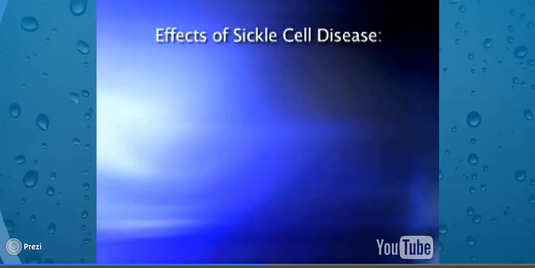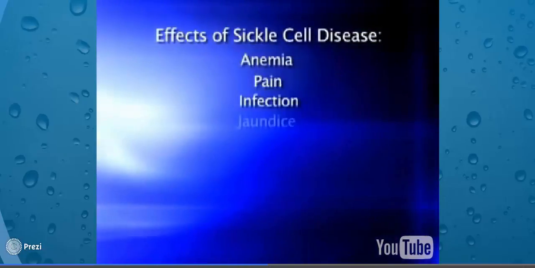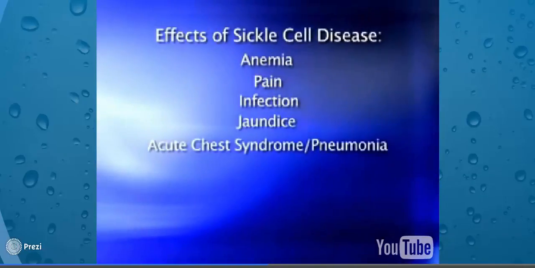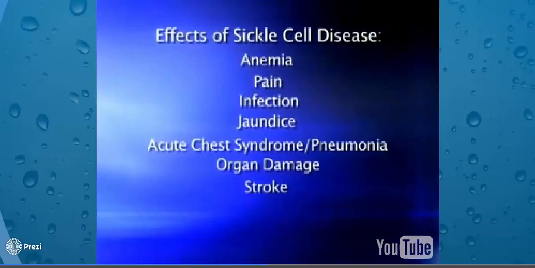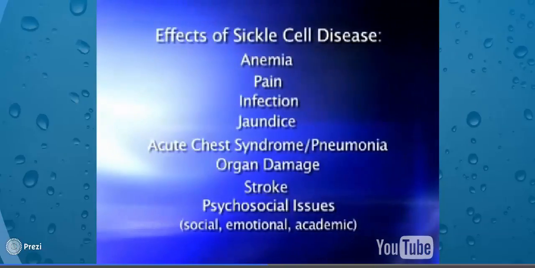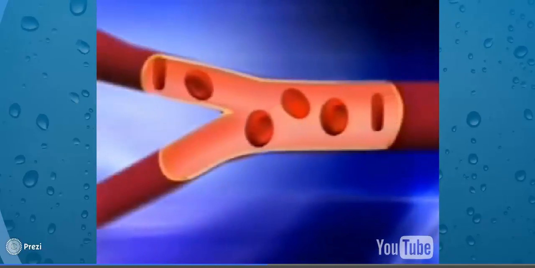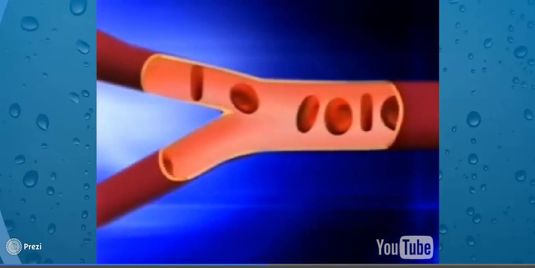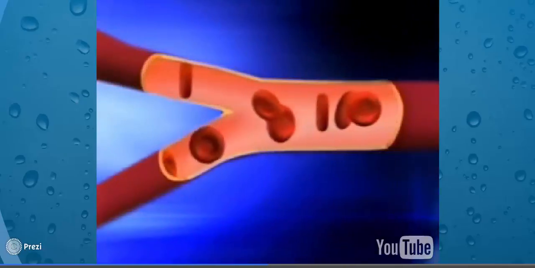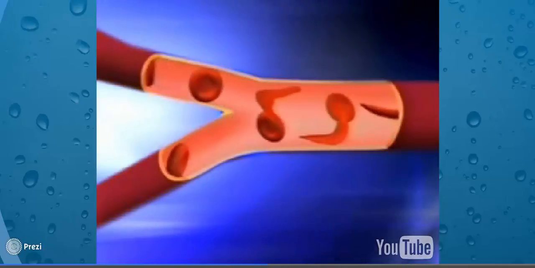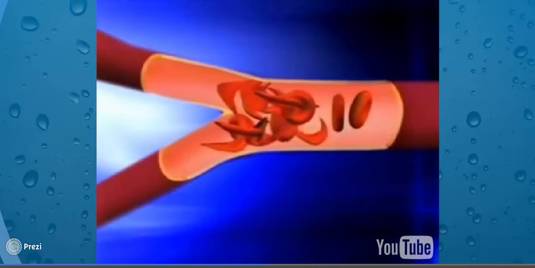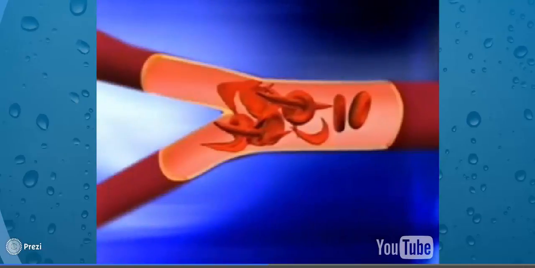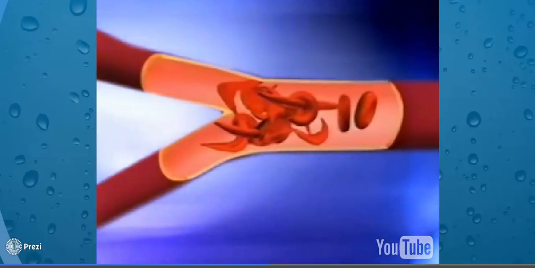Some of the effects of sickle cell disease include anemia, pain, infection, jaundice, acute chest syndrome, pneumonia, organ damage, stroke, psychosocial issues: social, emotional, academic. When the sticky sickle cells become lodged in blood vessels, a number of problems can occur depending on the location of the blockage. Clogging of the spleen can prevent it from fighting off germs in the body, leading to increased risk of infections. This is why a fever is a medical emergency for a child with sickle cell disease.